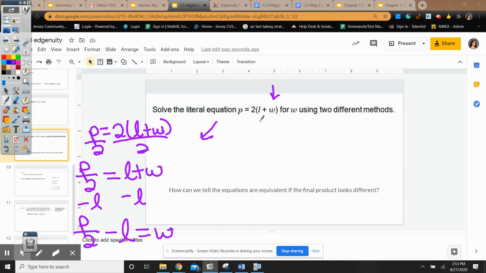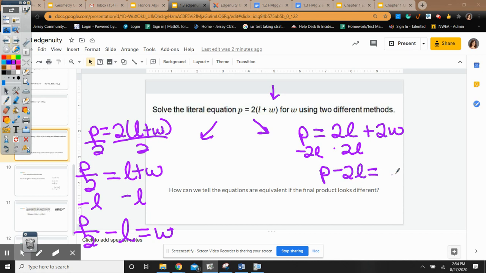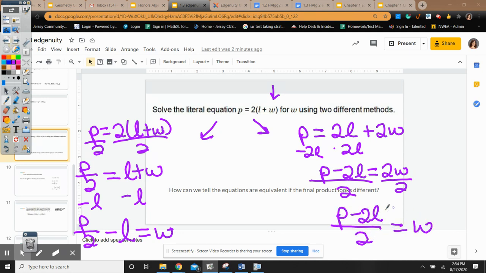You could have distributed first, and you would have P equals 2L plus 2W. Getting W by itself, you would subtract 2L, and you get P minus 2L equals 2W, and you would divide both sides by 2: (P minus 2L) over 2 equals W. This and this are actually equivalent. They look different though. So how can you tell if they are the same or if you made a mistake?